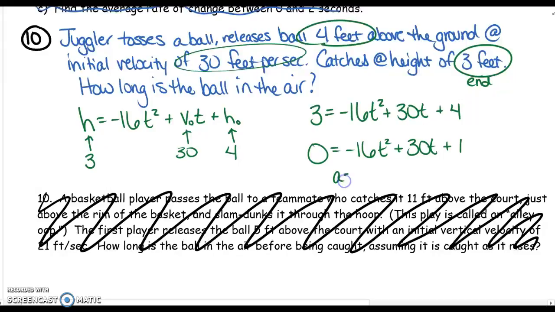So our a value is negative 16. Our b value is 30. Our c value is 1. Now again, yesterday I said that you don't want your a value to be negative. But because this is a real life situation, quote real life, like we really care how many seconds a ball is in the air from a juggler, but we'll pretend that we actually truly care about this.